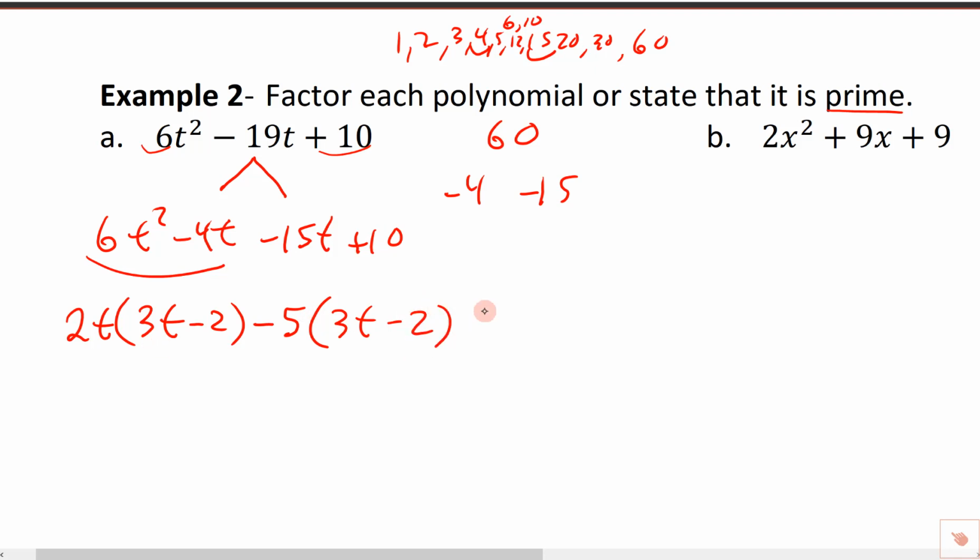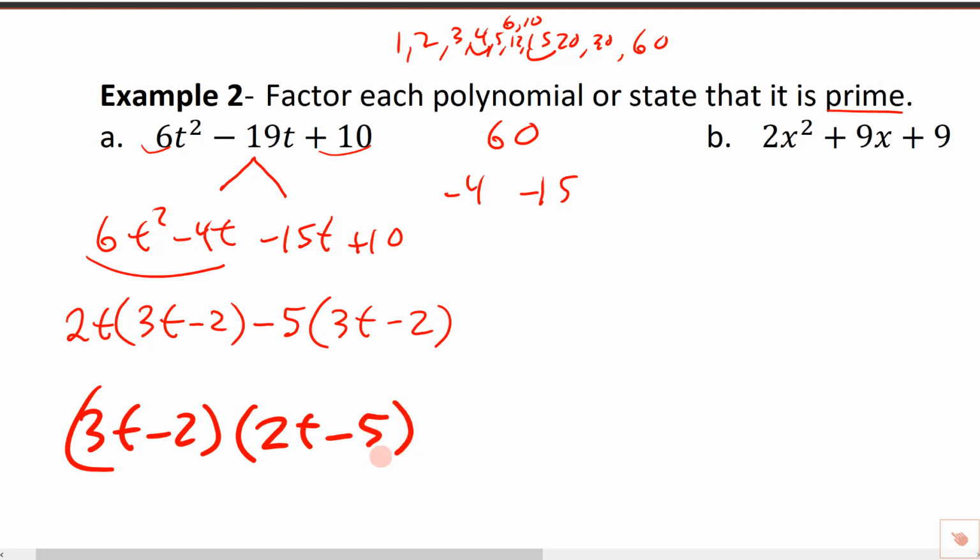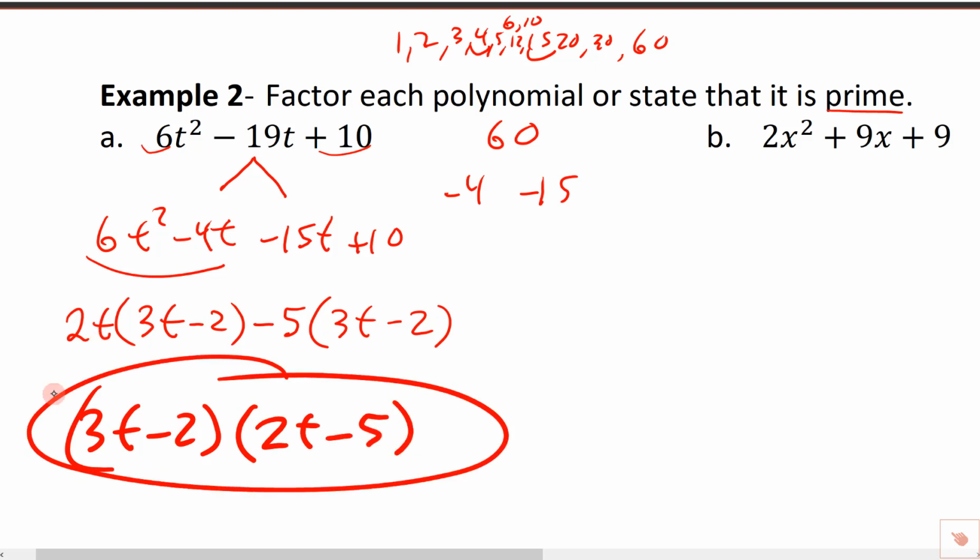And this is going to happen every time. Remember, we said if you get the right answer to this one and you do everything else right, you're going to get the right answer. If this doesn't have an answer, then it's going to be prime. So here's what we get. We've got 3t minus 2 in each one of them, and I'm left with a 2t from this one. I'm left with a minus 5 from this one. Circle that and we've got our answer.